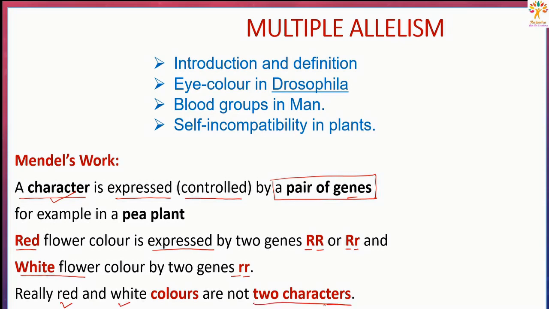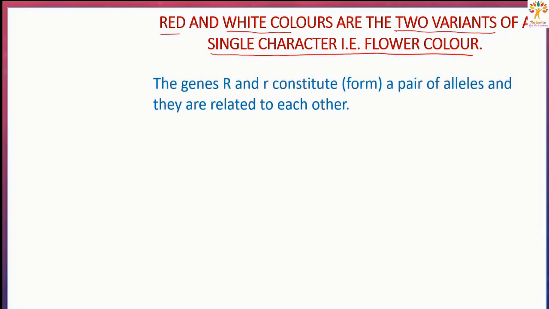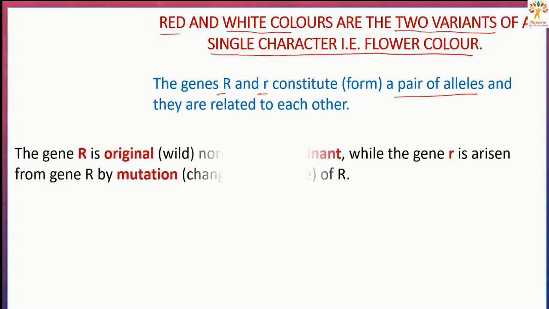They are not two characters. So it is a single character, and that is the flower color. So in this case, red and white color are the two variants of a single character, and that is the flower color. So the genes capital R and small r constitute a pair of alleles, and they are related to each other. That is the capital R and small r.